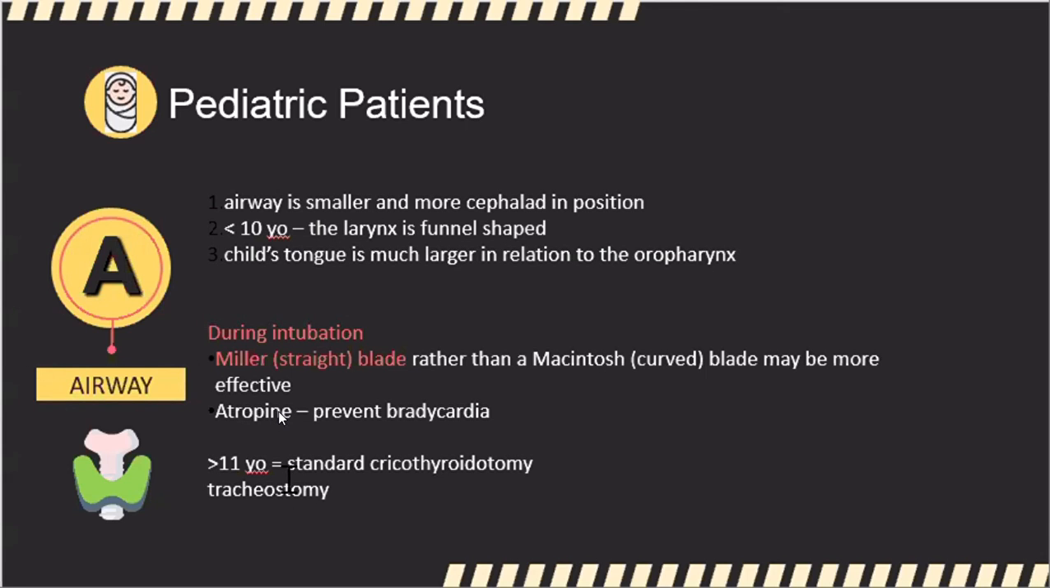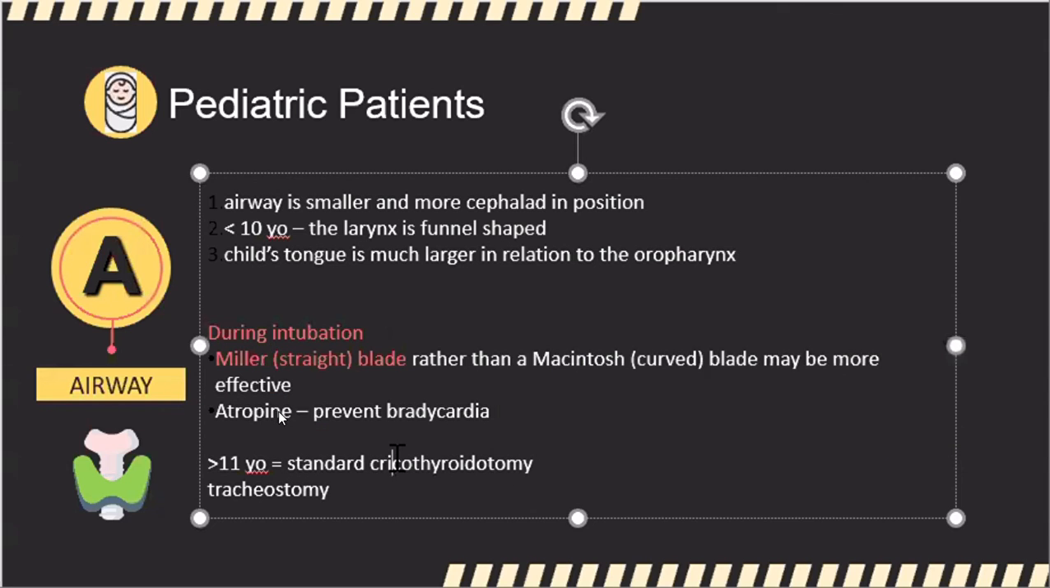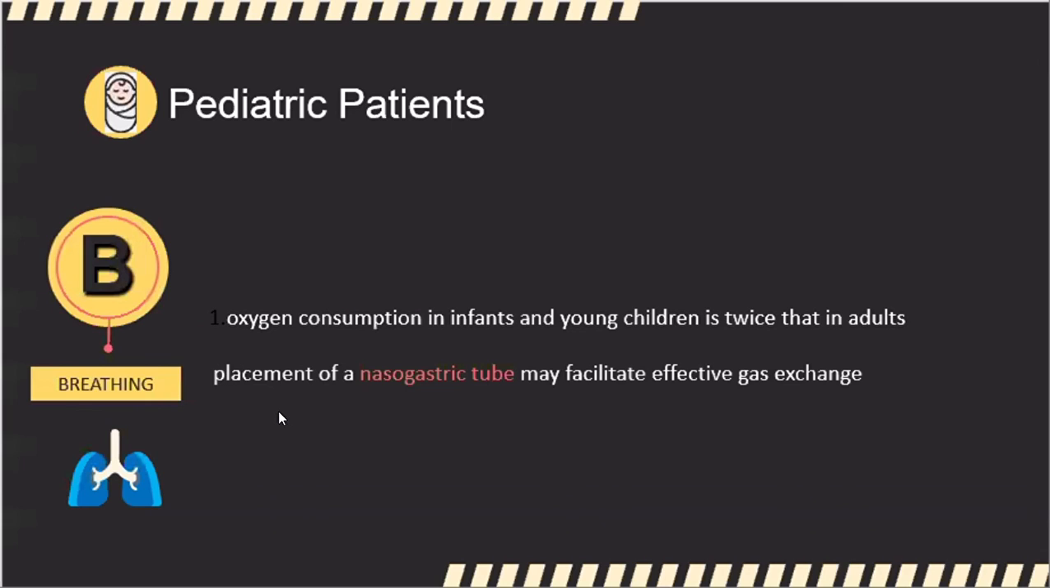And cricothyroidotomy is contraindicated for less than 11 years old because of subglottic stenosis. So instead, immediate tracheostomy is done. Okay, so hindi ka nag-cricothyroidotomy for less than 11 years old na patients. Oxygen consumption in infants and young children is twice that in adults. Placement of NGT may facilitate effective gas exchange to decompress the stomach.